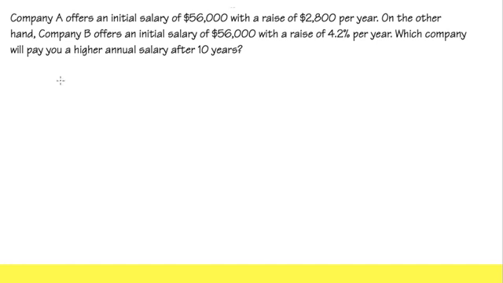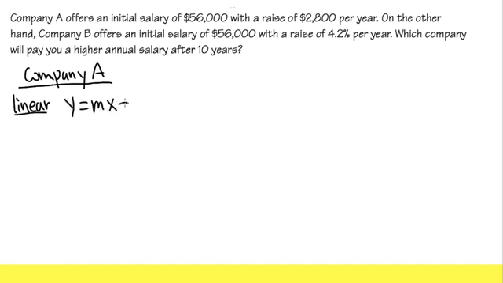Alright, so for the first one, it's always 2,800 per year, so this is a linear growth. Let me just work out what Company A will pay us first. And again, this is linear because it's always the same amount over and over. I'm just going to write it as y equals mx plus b, the classic formula.